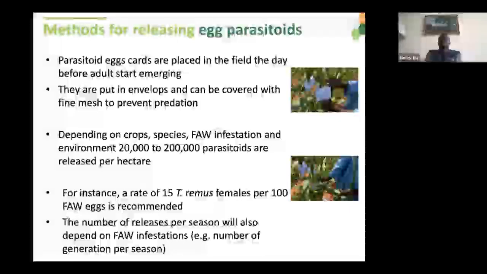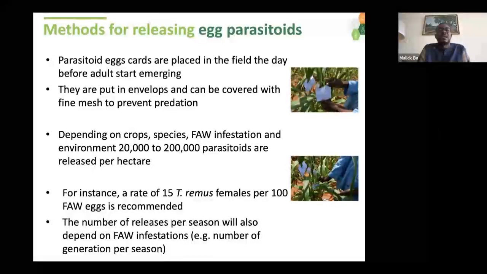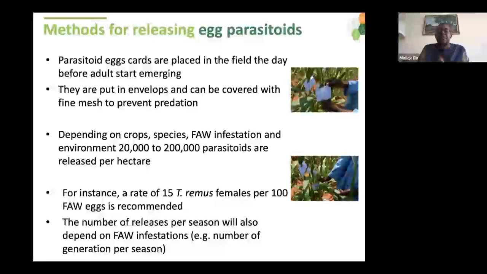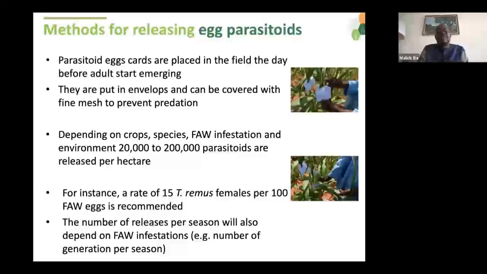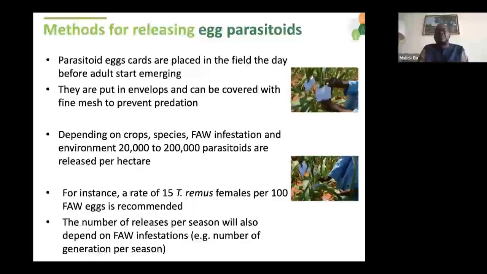So we have also developed a releasing technique. We have been using the egg cards technique. We parasitize the eggs in the lab on a card, and we put the card in an envelope, and then we cover the card with a fine mesh to prevent predation of the parasitized eggs, and then we put them in the field, and the next day they will start emerging. Depending on the species and your environment, for Telenomus remus, what is recommended goes from 20,000 to 200,000 parasitoids per hectare. This is something that you need to study in your context, in your area, to identify the number of parasitoids needed to protect 1 hectare.